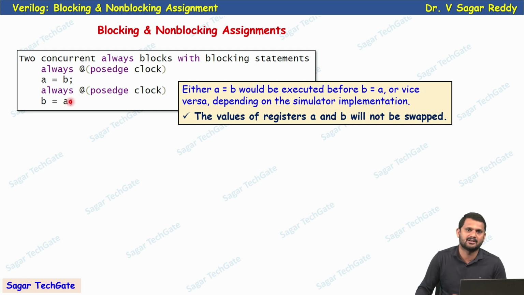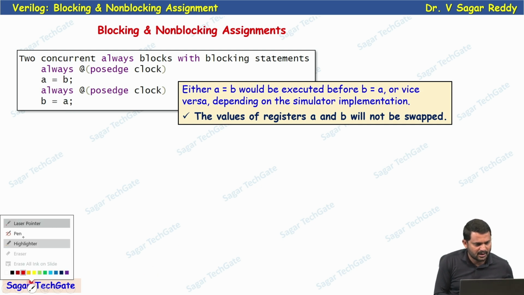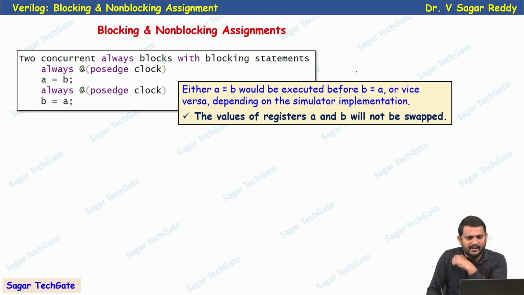Just now in the previous example, for example, assume this one executes first. So B equal to 20, now A equal to 20. For example, here A equal to 10, B equal to 20. Assume like this. Clear? First, this always block will execute.